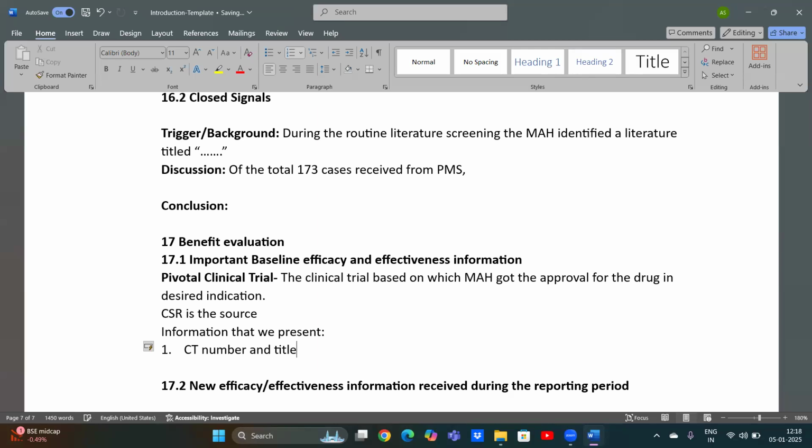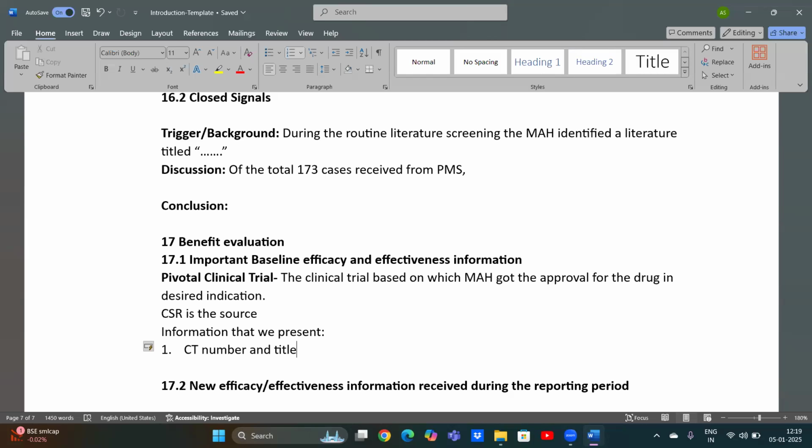Suppose you have conducted some clinical trial and its study name was, let's say, WD5432, something like that. And then its title could be a phase 2, a phase 3, a phase 3B or a phase 3A, whatever it is. So you will write that phase: a phase 2 multi-center randomized, double blind, placebo controlled. Like this, you write the name. Then in patients with whatever the title of that protocol is, you will mention here. Okay, trial number and title. Got it?